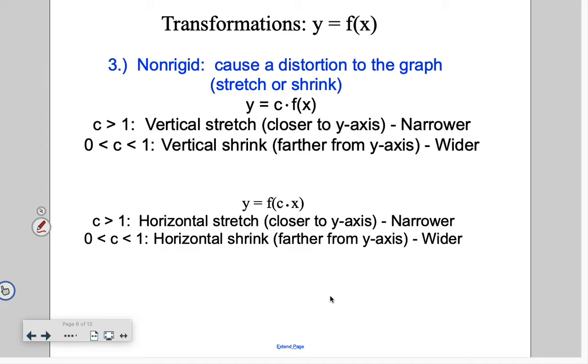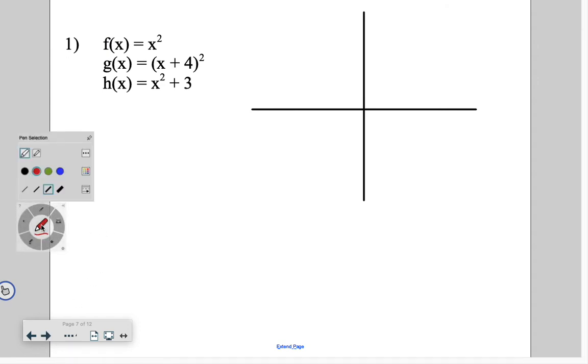Now let's start making it make some sense as you can see it in practice. All right, example number 1. Here we go. I gave you 3 different functions so that we can always start with a parent function and then see what happens to that parent function. And again, the one point I need you to find when you're graphing this is that vertex, the point that normally would be at the origin. Where does it go based on the different numbers?